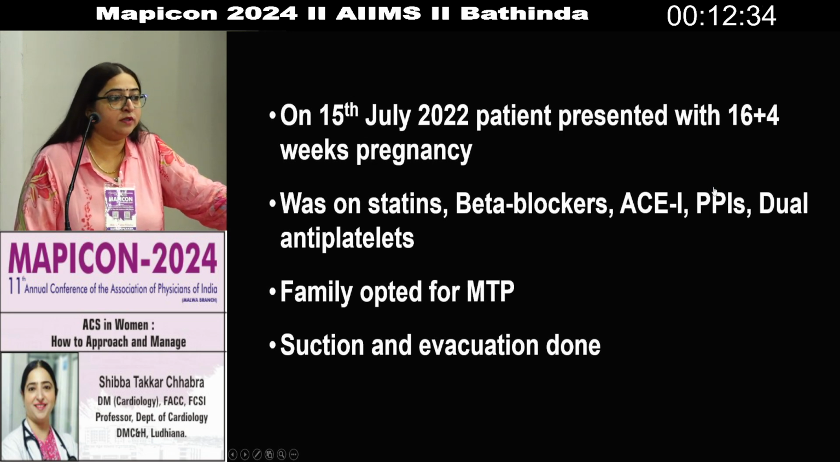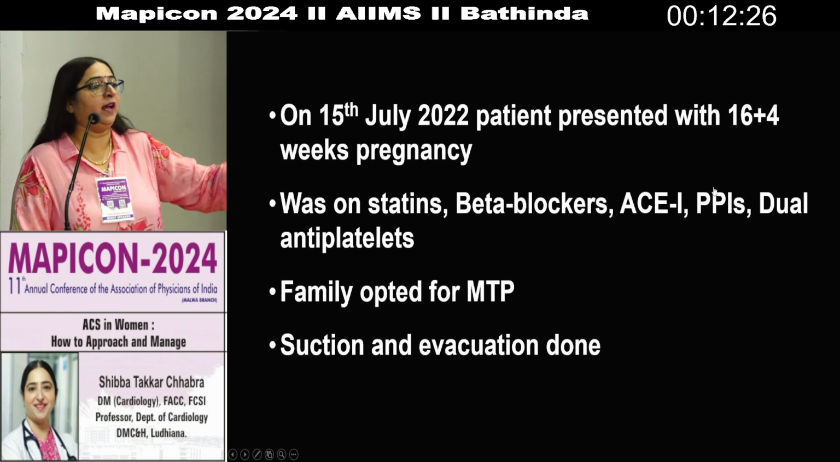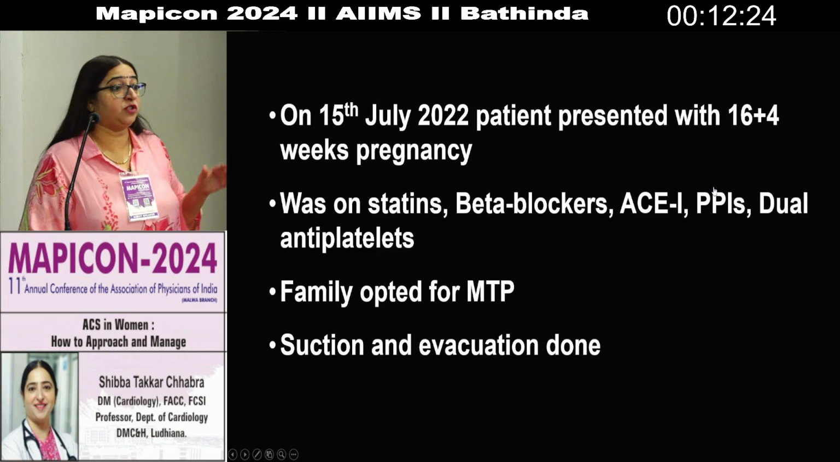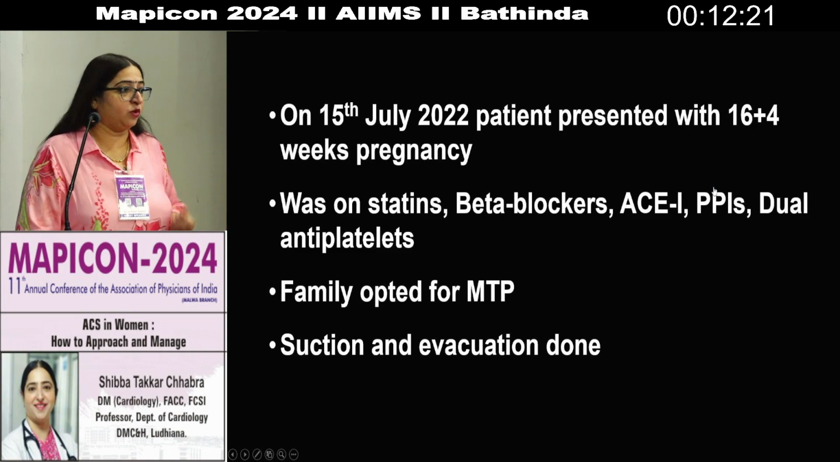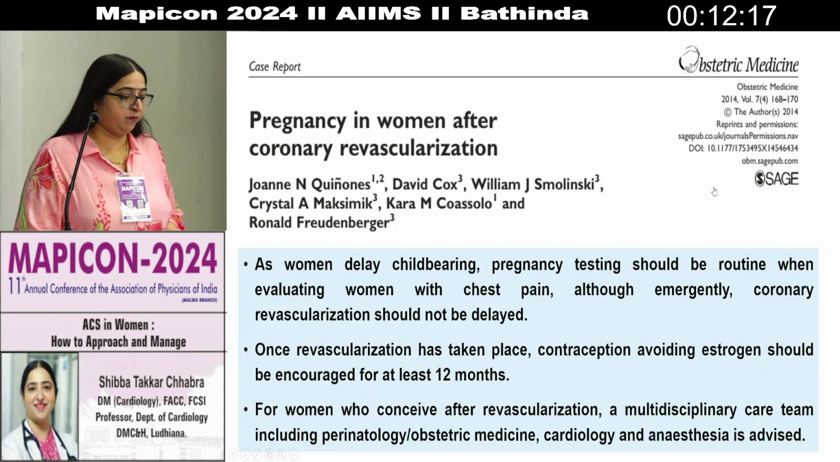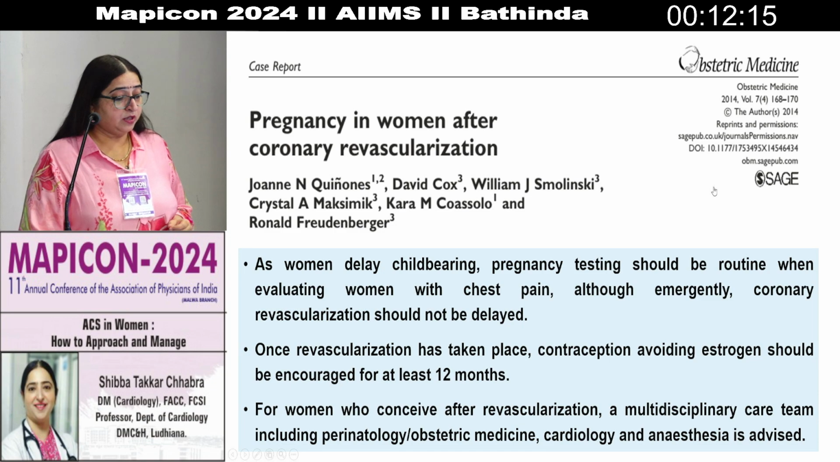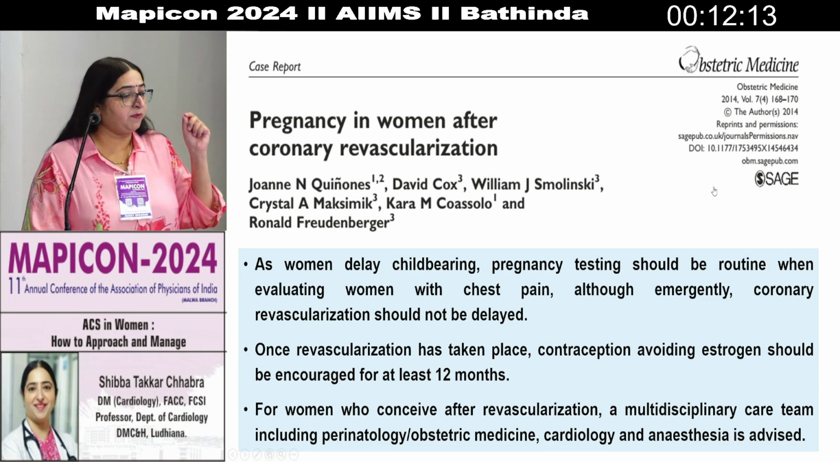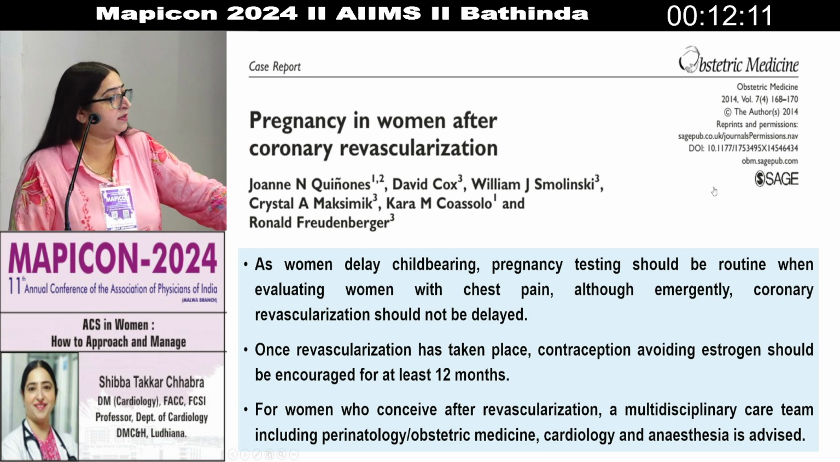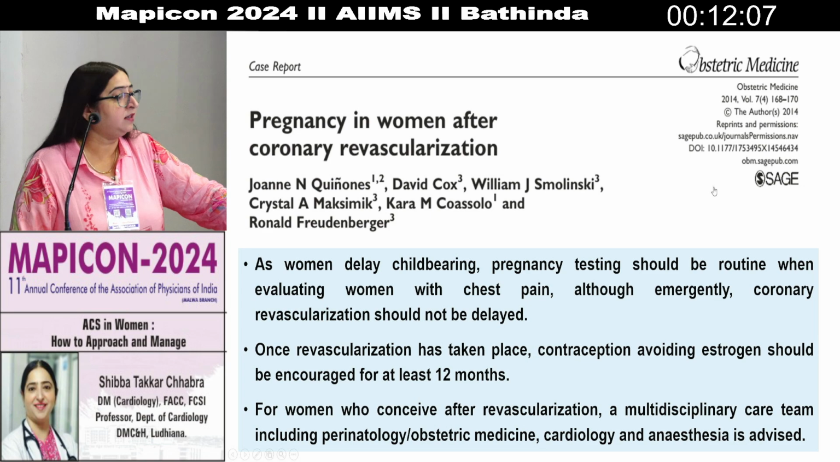Had to talk to her. The family ultimately opted for MTP, given that all these drugs the patient had received. Suction and evacuation was done on antiplatelets. Antiplatelets could not be stopped because the recent stent was placed, and she had history of menorrhagia. However, she was managed. So the latest dictum is that in women who are receiving antiplatelets or being evaluated for revascularization, pregnancy testing should be a routine when we are evaluating.